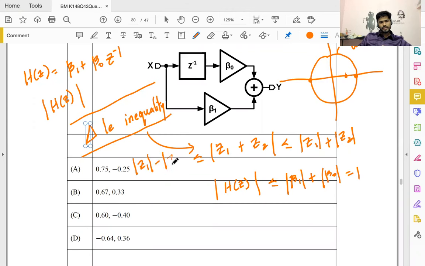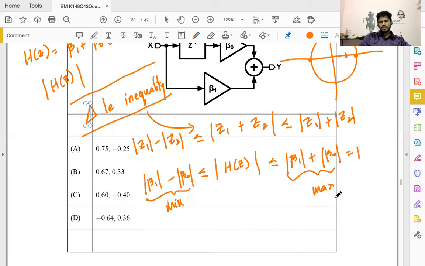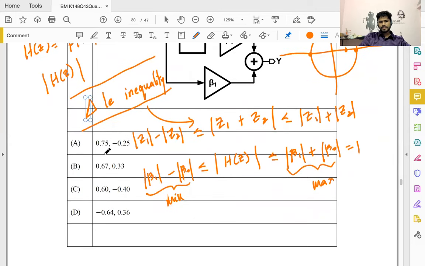For lack of time, the corollary is this: beta 1 minus beta naught. So the minimum value is this. The maximum value is this. Notice this transfer function is always greater than the minimum, and always less than this value, which is the maximum. Okay. Now, can we eliminate?